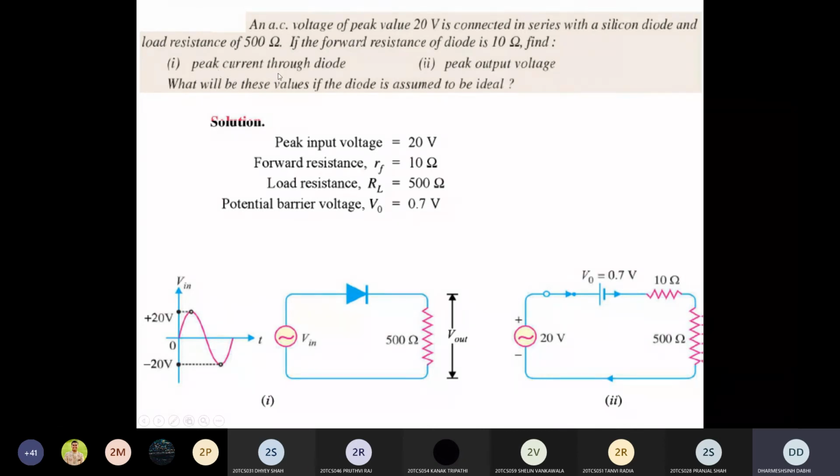So from this example, you find out what? First, the peak current through the diode. So what is the maximum current or peak current flowing into this diode circuit? Can anyone give me the answer? What is the peak current? Here you have the supply voltage, here you have all the resistance. So what is the value of the peak current or maximum current flowing into this diode?